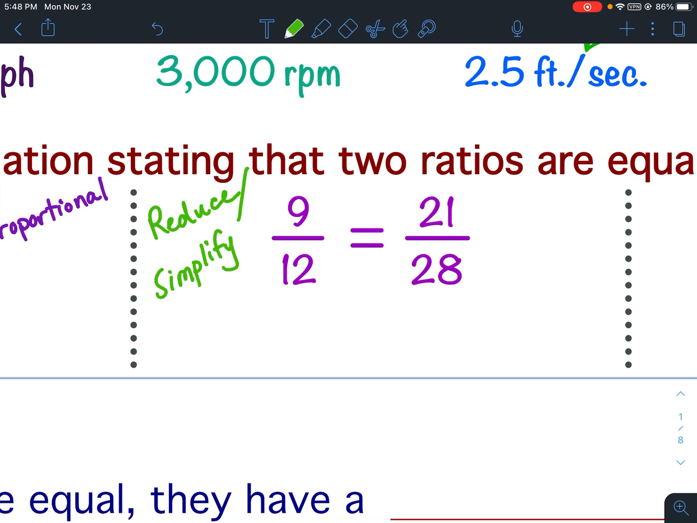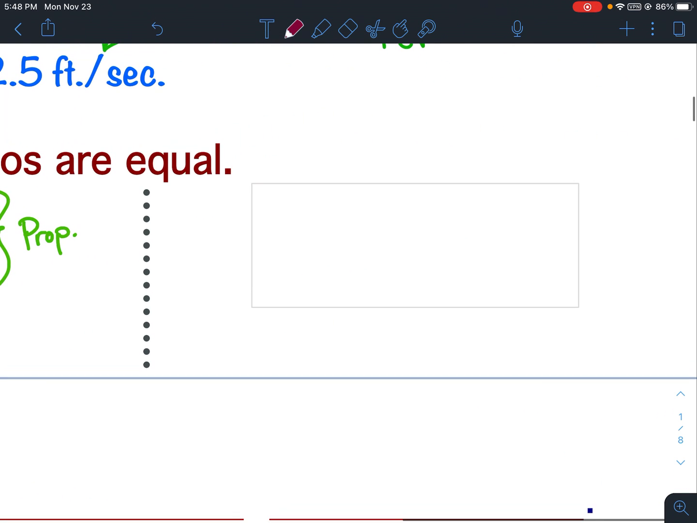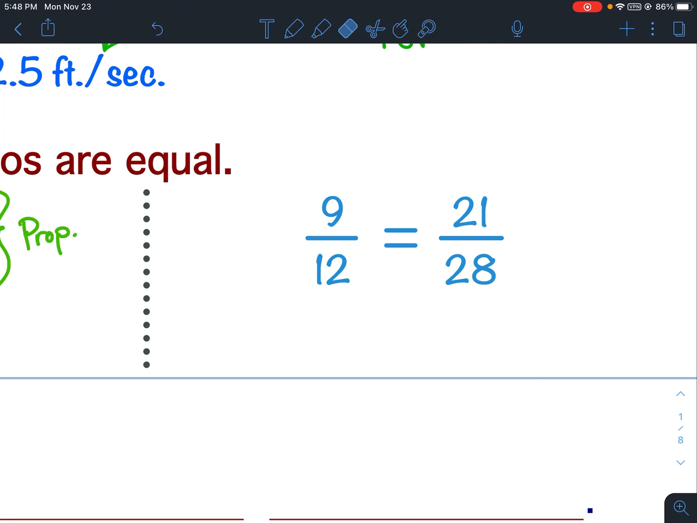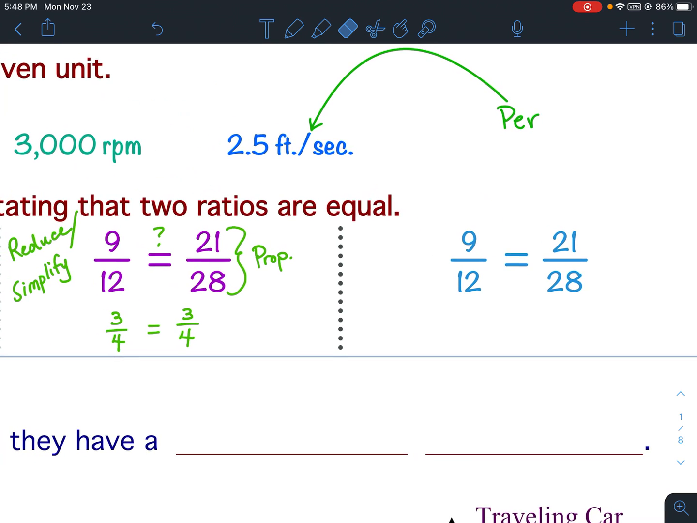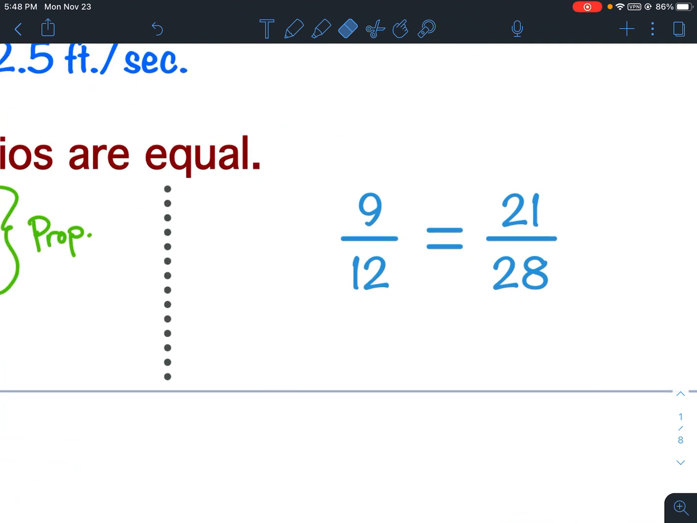If you put 9/12 into your calculator and reduce it, you would get 3/4. And again, if you put 21 over 28 into your calculator and reduce it, you would also get 3/4. Because the fractions are equal, these two ratios are proportional. Same thing. It's the same one as up here. So we already know it's proportional, but I'm going to show it to you anyway.